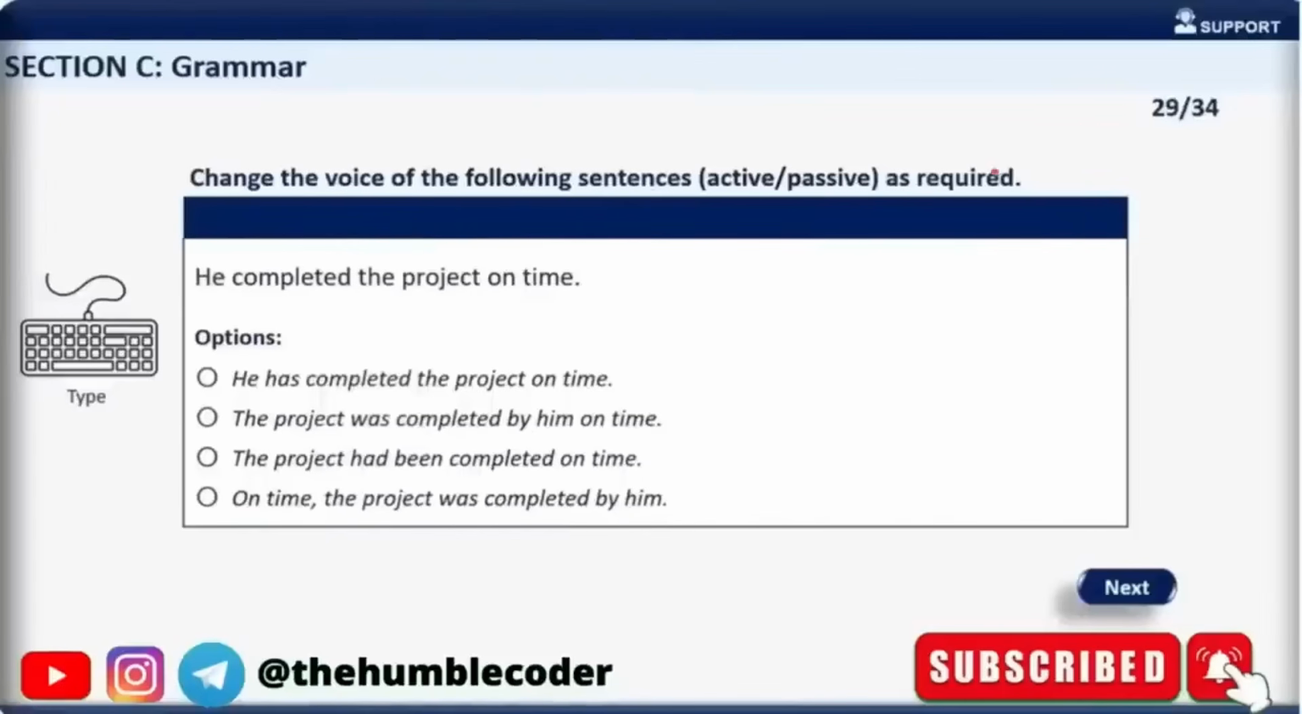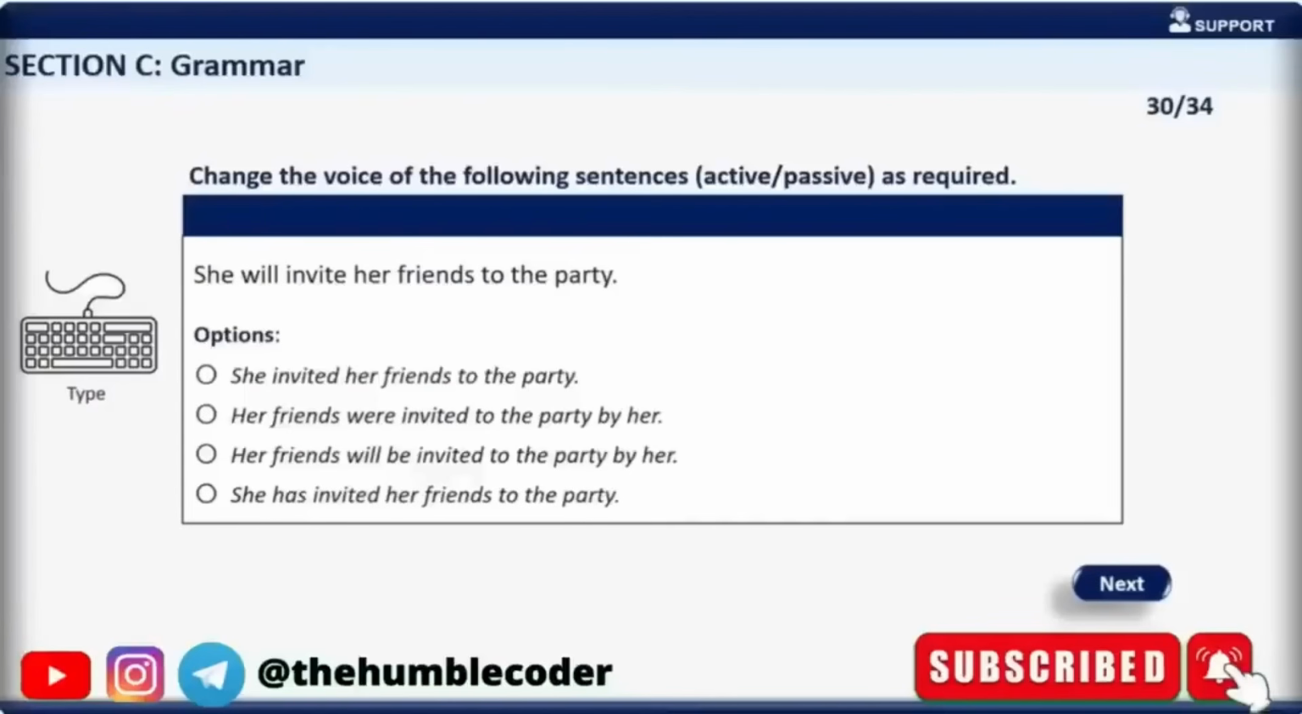Change the voice of the following sentences, active or passive, as required. The statement is, he completed the project on time. The options that are given to us are: he has completed the project on time, the project was completed by him on time, the project had been completed on time, on time the project was completed by him. The correct answer in this case is going to be, the project was completed by him on time. Moving on to the next question now.